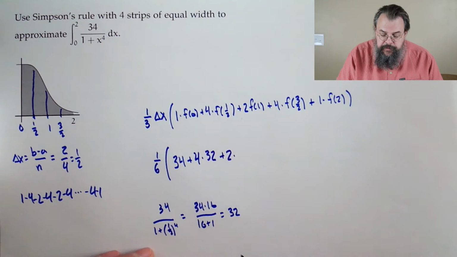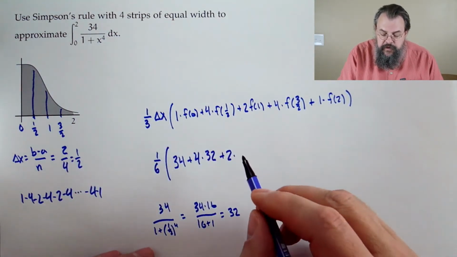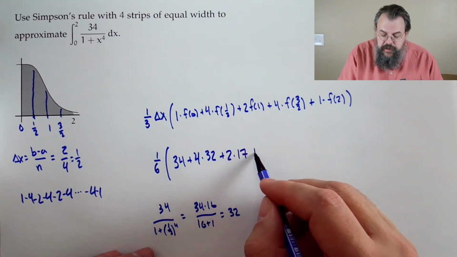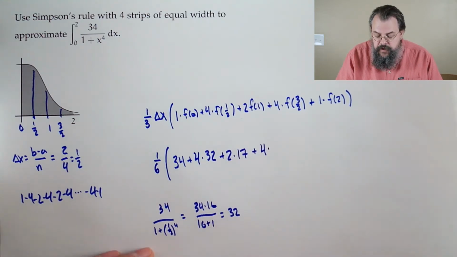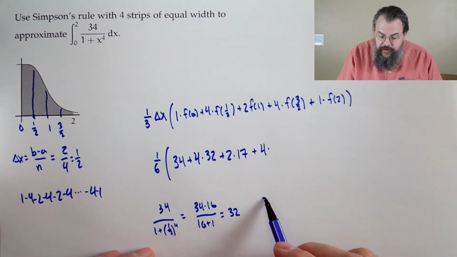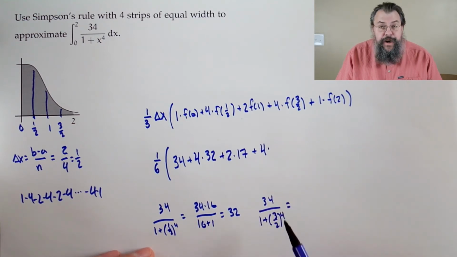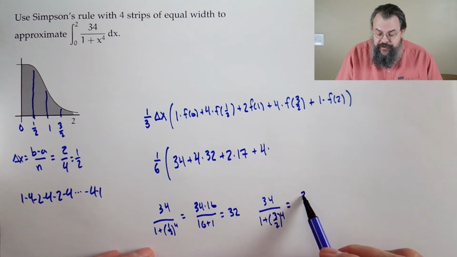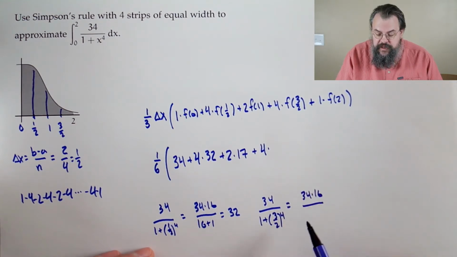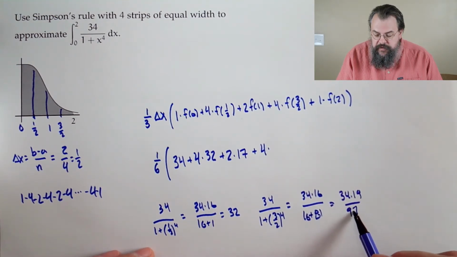Plus 2 times, plug in 1. All right, 1 plus 1, 2. So we get 17. Plus 4 times, well, plug in 3 halves. Okay, so that's 34 over 1 plus 3 halves to the 4th. And if you multiply top and bottom by 16, you'll get 34 times 16 upstairs, downstairs 16 plus 81, which is 34 times 16 over 97.